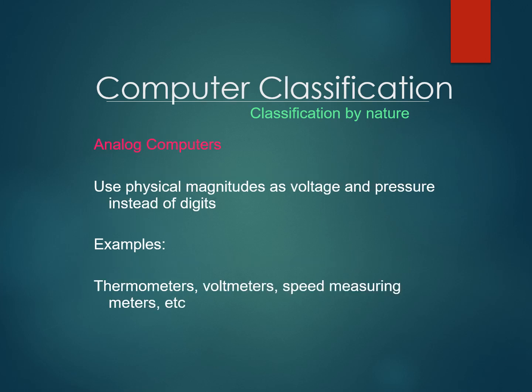Analog computers. Analog computers use physical magnitudes such as voltage and pressure instead of digits. Examples: thermometers, voltmeters, speed measuring meters, etc.